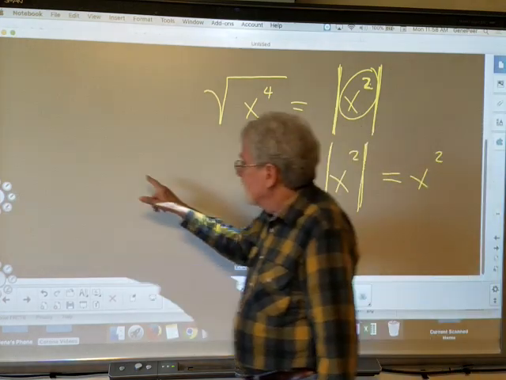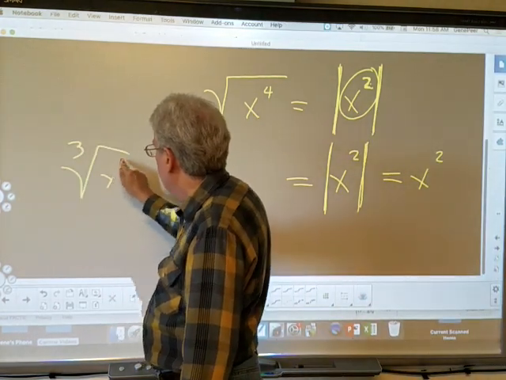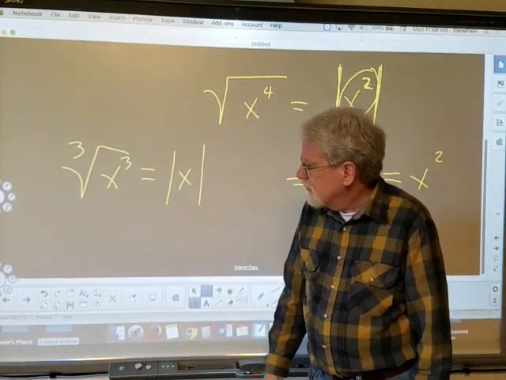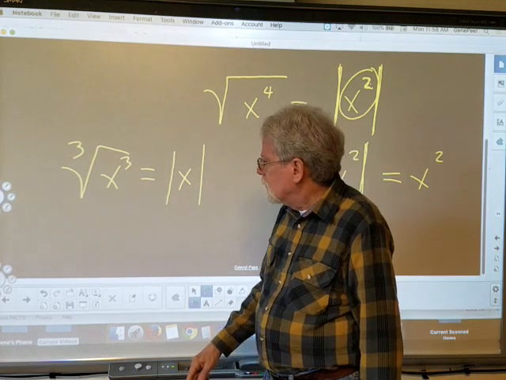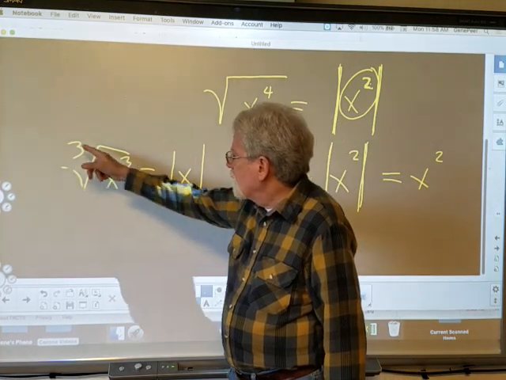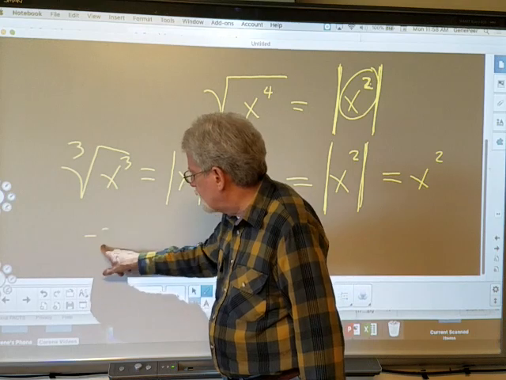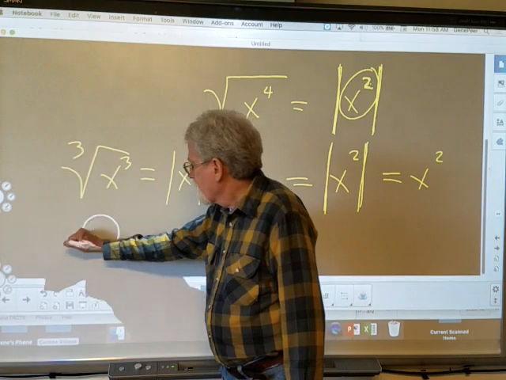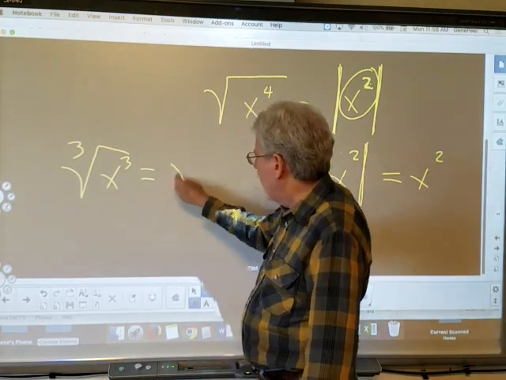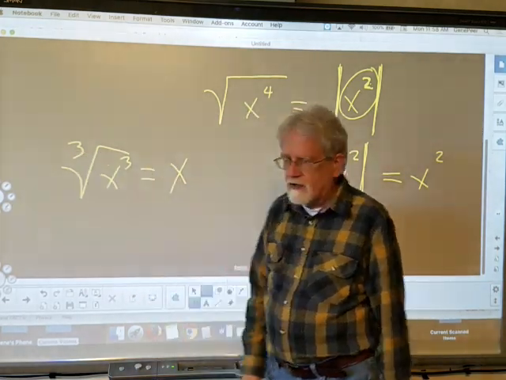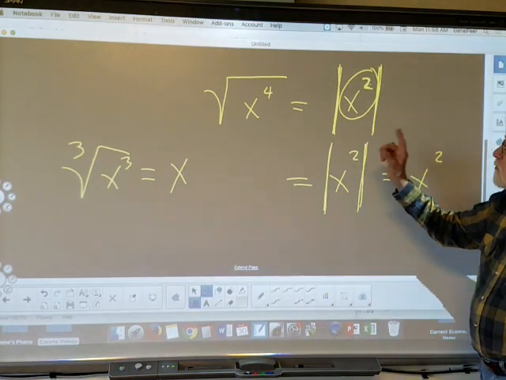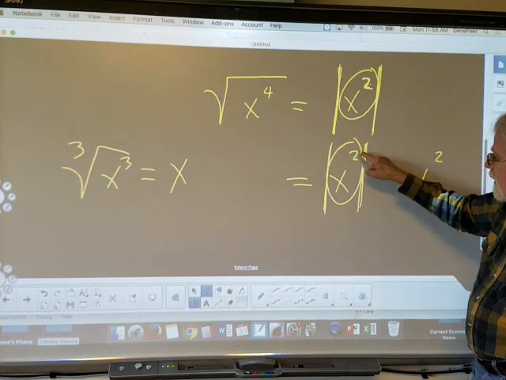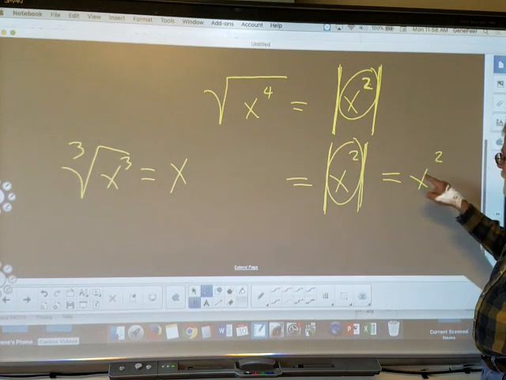When does it hurt? If I've got the cube root of x cubed and I write absolute value of x, that is just plain wrong. Because what if x happens to be negative 2? If x is negative 2, then the cube root of negative 2 cubed is going to be negative 2. If I then take the absolute value of that, it's wrong. So you never have absolute value with an odd index. You usually need it with an even index unless you know that what's inside here is already guaranteed to be positive, then you don't need it.